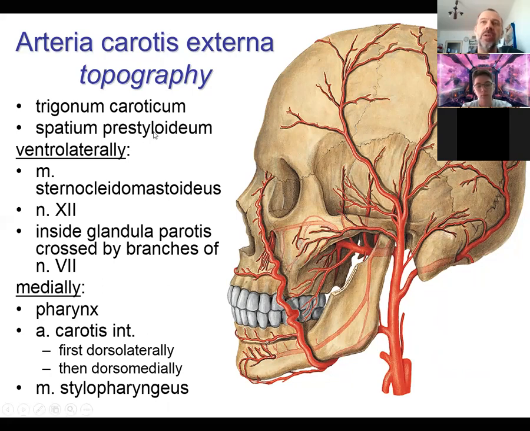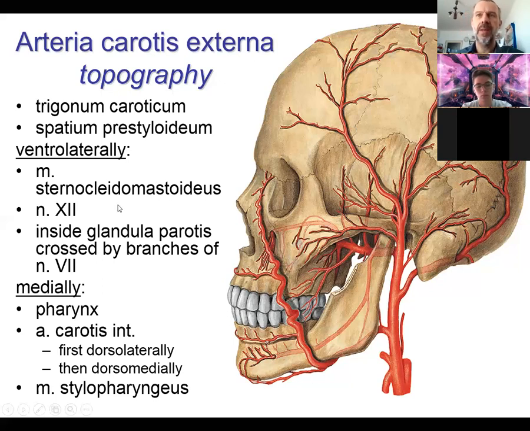And now we are not anymore in the parapharyngeal space, but we know that the parapharyngeal space is divided by the styloid septum into two spaces, pre- and retrostyloid. So the external carotid artery runs into the pre-styloid space. On the contrary, the internal carotid artery runs into the retrostyloid space.